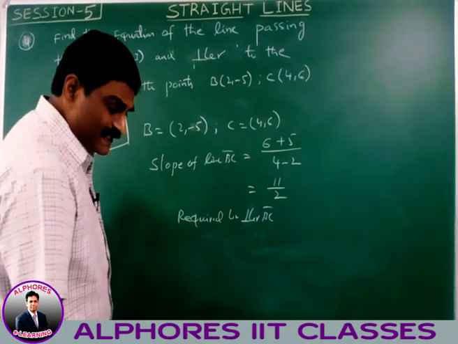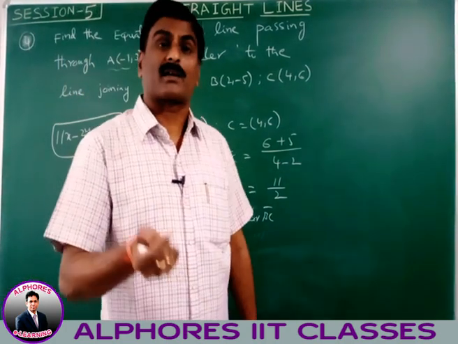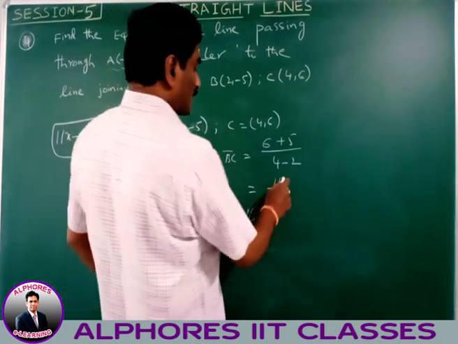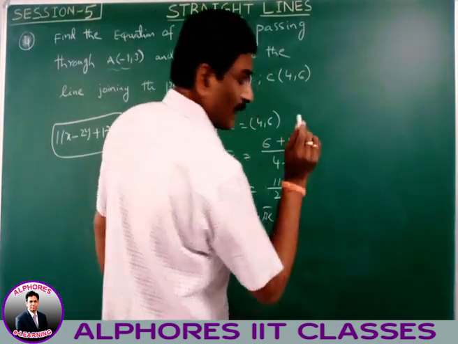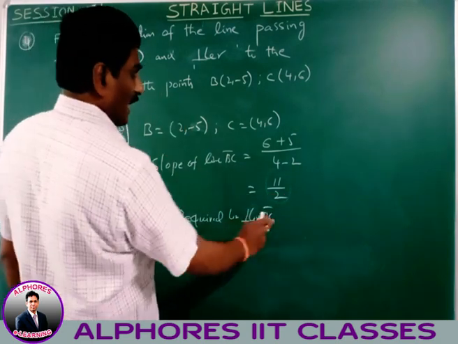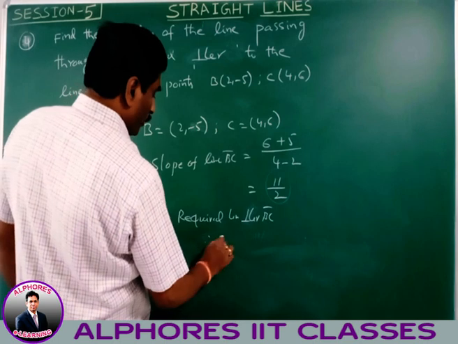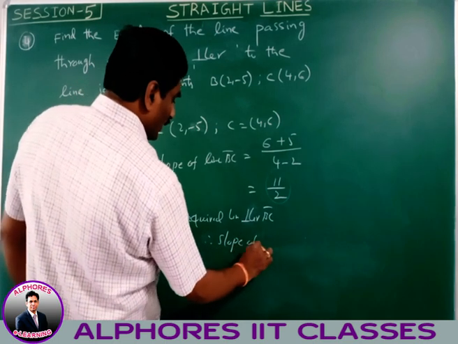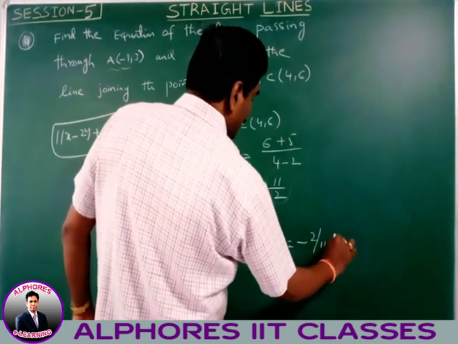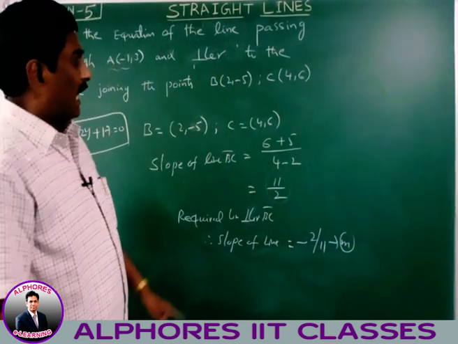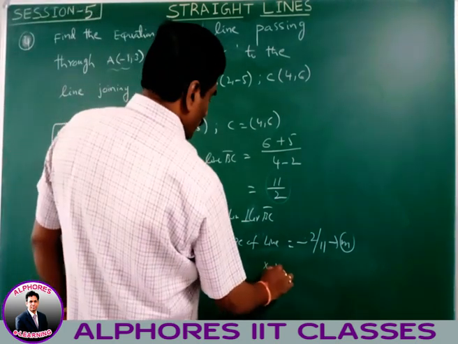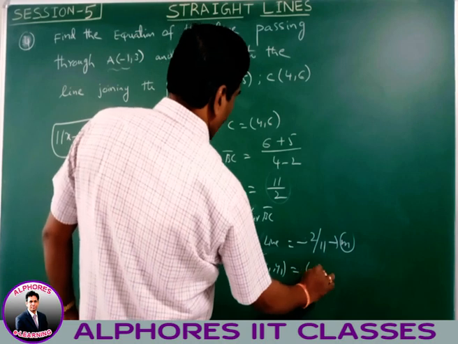If two lines are perpendicular, what is the condition? Product of the slopes is equal to -1. m1 m2 is equal to -1. By using that value, what is the slope of the required line? -2 by 11. 11 by 2 into -2 by 11 is equal to -1. Required line is perpendicular to BC. Therefore, the slope of the required line is equal to -2 by 11. It is the m value. And the point (x1, y1) is the same: (-1, 3).